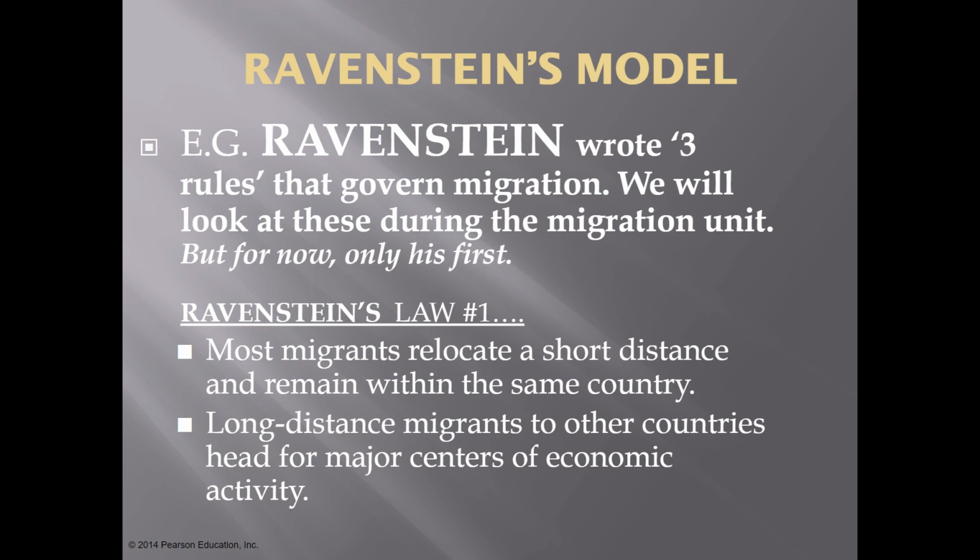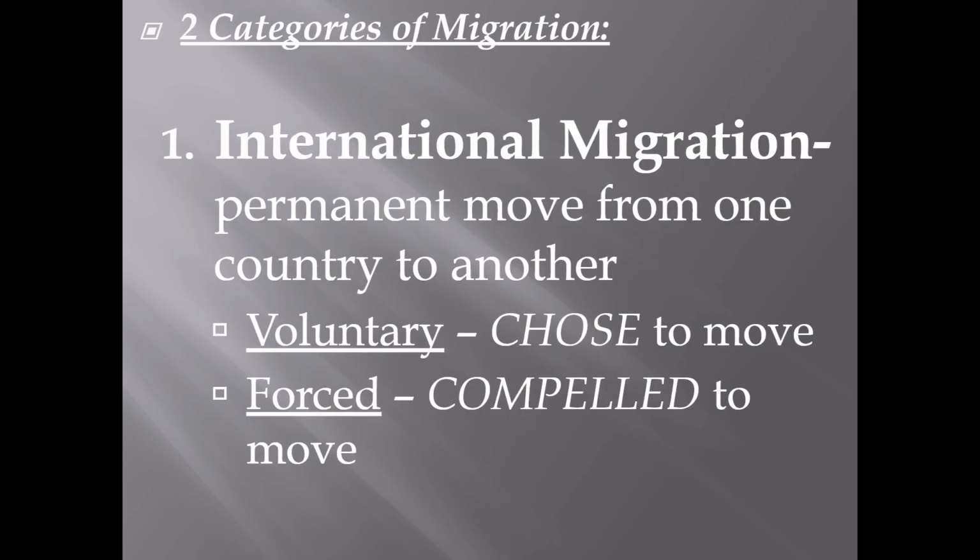All right? Remember these laws. Now, let's get into categories of migration. Well, first, I just referenced it in the first Ravenstein law, but let's get into it in more detail. There are two general categories of migration. The first is international, and that means when you move from one country to another. All right, so anytime you start in one country and you permanently move to another, that is international migration.